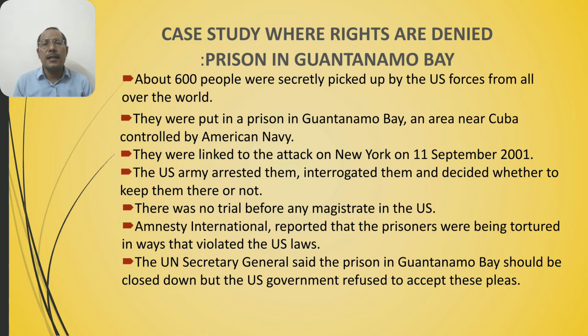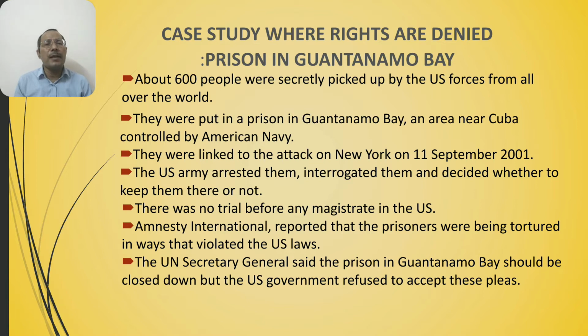Here in this NCERT book, there is a case study of Guantanamo Bay. These are past things. Later on, the people of Guantanamo Bay were released because of Amnesty International and many people who were against the taking away of these rights. That particular prison, Guantanamo Bay prison, was not on American soil, but was controlled by the US forces. About 600 people were secretly picked up by the US forces from all over the world. They were put in prison in Guantanamo Bay, an area very near to Cuba, controlled by the American Navy. They were linked to the attack on New York on 11 September 2001. The US Army arrested them, interrogated them, and decided whether to keep them there or not.